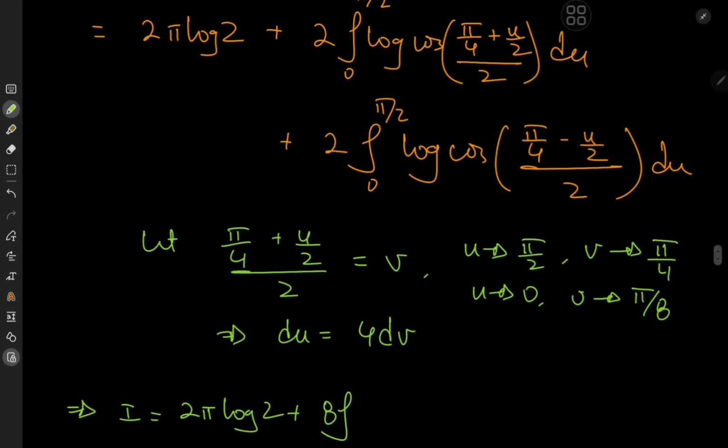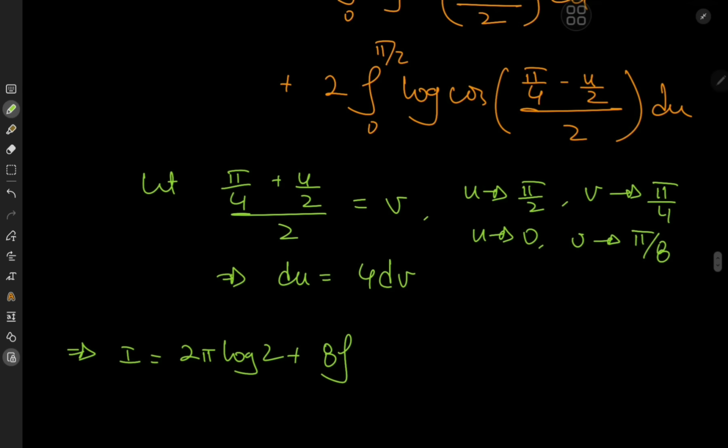Okay, cool. So this implies that the integral I equals 2 pi log 2 plus 8 times the integral, that is because of this factor of 2 and then the factor of 4 because of the differential element, the integral from pi by 8 to pi by 4 of log cosine v dv.